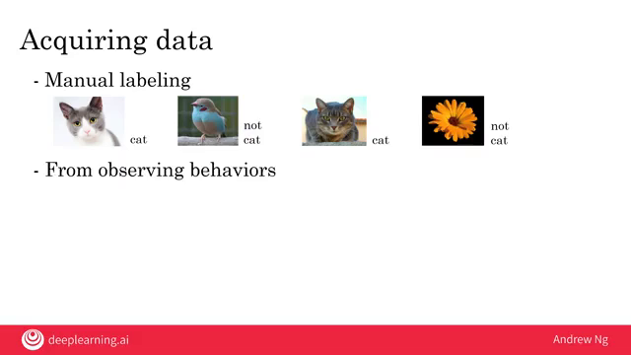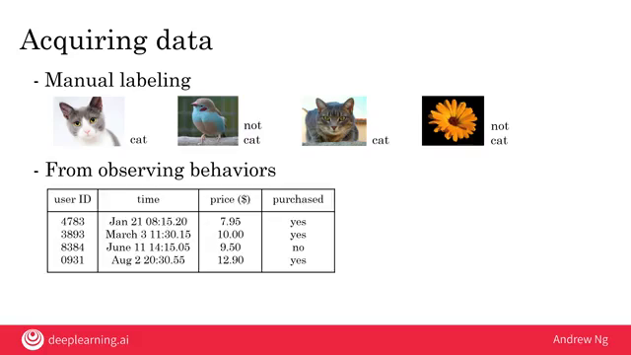Another way to get a data set is from observing user behaviors or other types of behaviors. So for example, let's say you run a website that sells things online. So an e-commerce or electronic commerce website, where you offer things to users at different prices, and you can just observe if they buy your product or not. So just through the act of either buying or not buying your product, you may be able to collect a data set like this, where you can store the user ID, the time the user visited your website, the price you offer the product to the users, as well as whether or not they purchased it. And so just by using your website, users can generate this data for you.